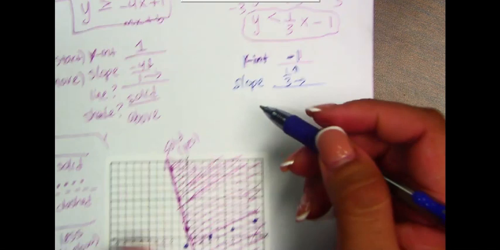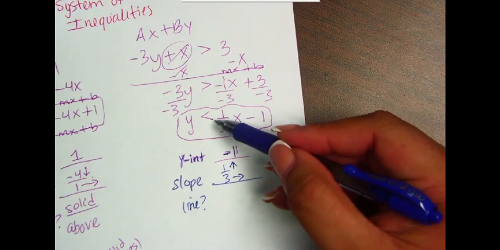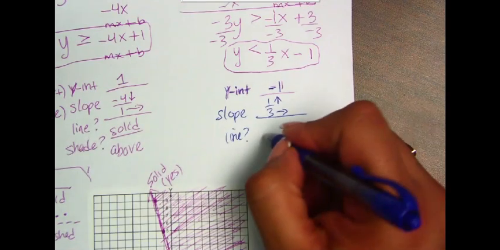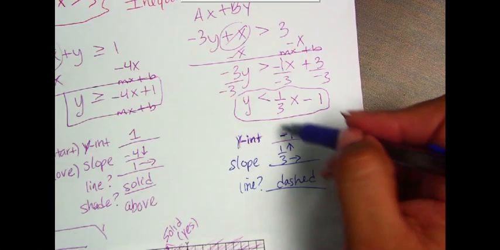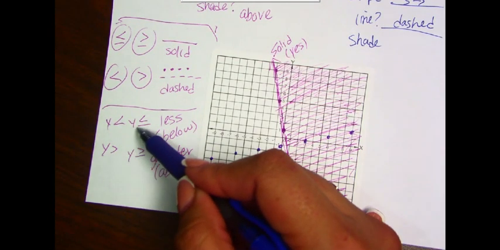So now we decide what type of line we're going to have. This goes based on this symbol. This symbol, we said it was going to be a dashed line. And then we also said that this symbol is going to show that we're going to shade according to this, which is less, so below.